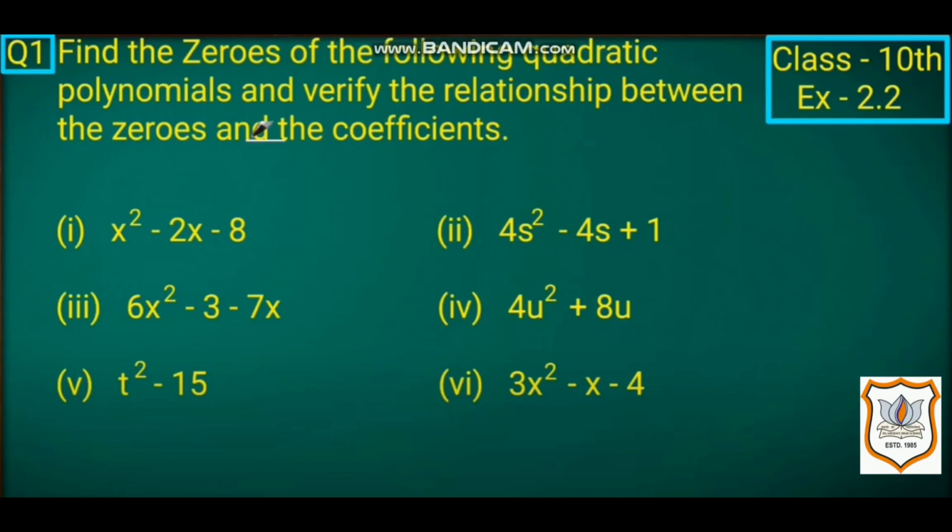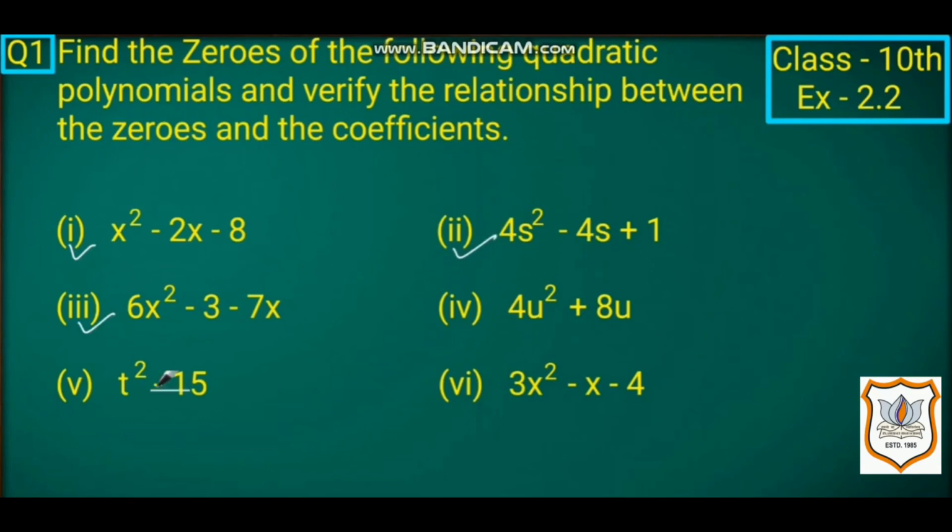We have all the 6 questions. First question is x square minus 2x minus 8. Second question, 4s square minus 4s plus 1. Third question, 6x square minus 3 minus 7x. Fourth question, 4u square plus 8u. Fifth question, t square minus 15.